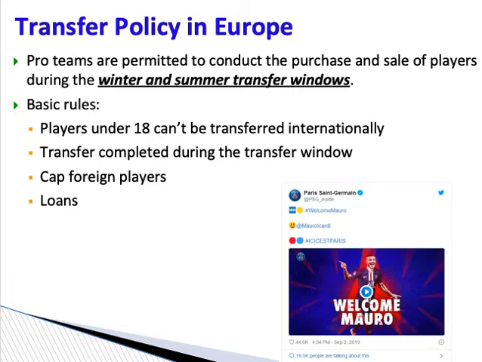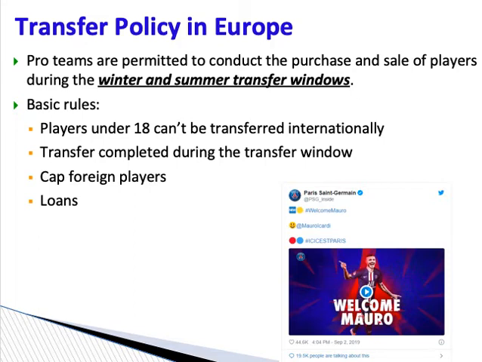Okay, so the second thing is that the transfer must be completed during the transfer windows. The third thing is the cap on foreign players. And the last thing, which is also pretty unique, is that a team is allowed to loan a player to another team. It's possible that a team spends a lot of money buying many different players, but only 11 players are able to play, right?